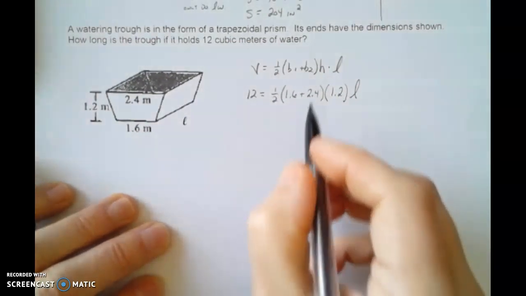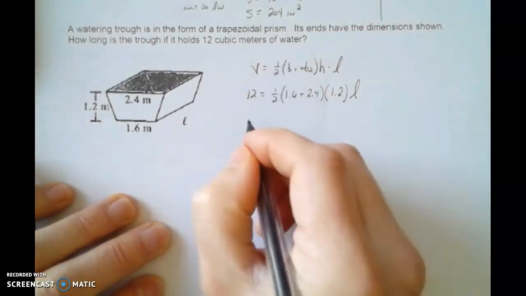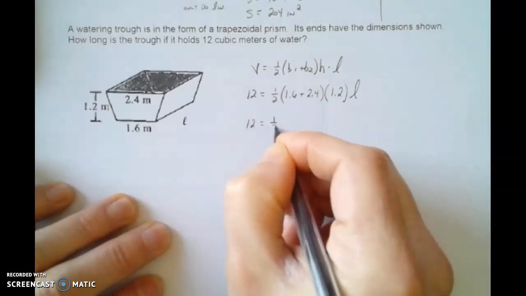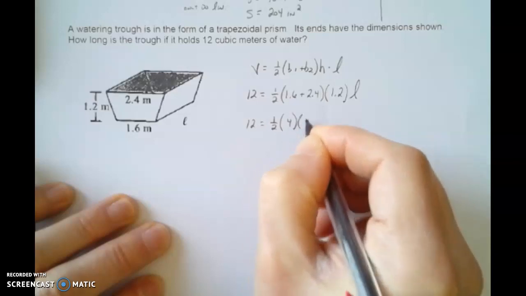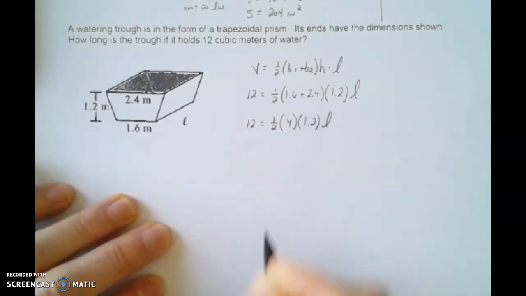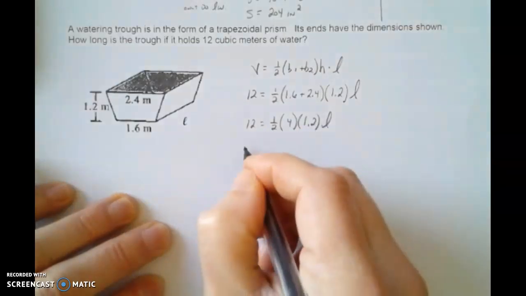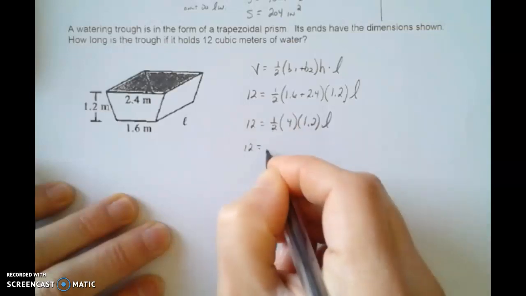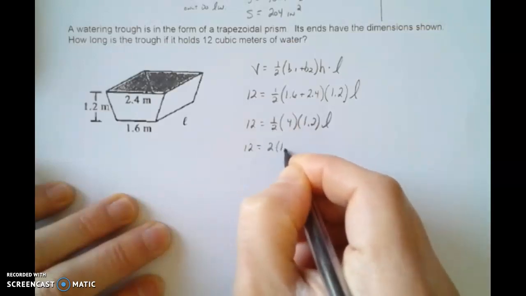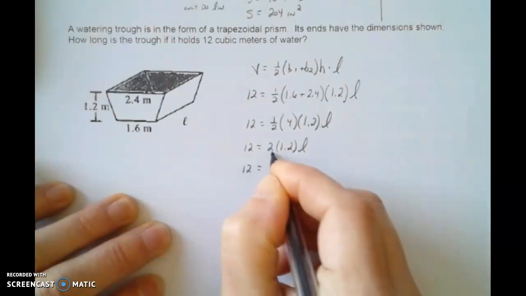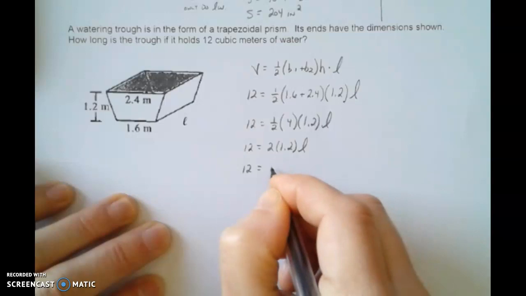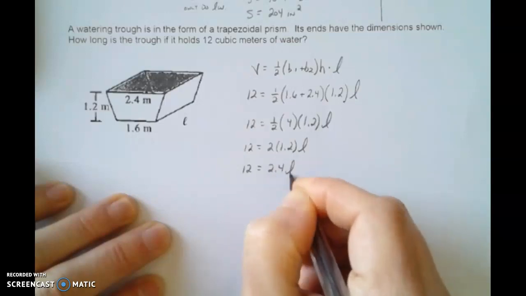Order of operations, I'm going to do what's inside of the parentheses first. 12 equals 1/2 times, when you add these two together, you get 4, times 1 2/10 times L. 12 equals, well, half of 4 is 2, times 1 2/10 times L. 12 equals, if you do 2 times 1 2/10, that's 2 4/10 L.